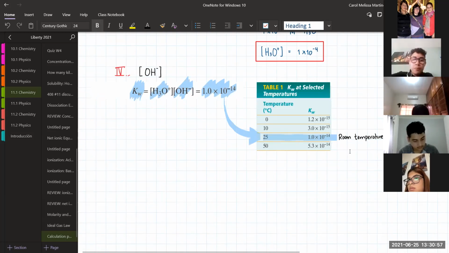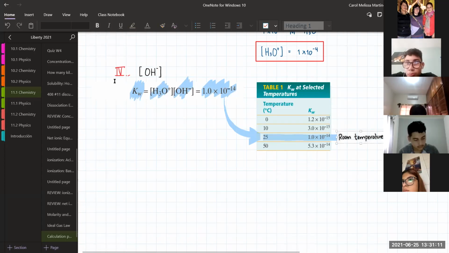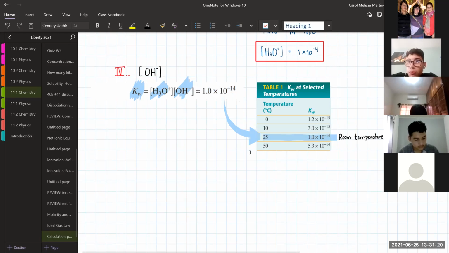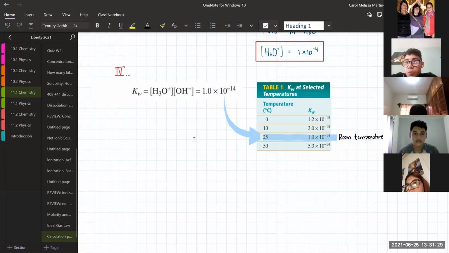At 50 degrees, you would melt, and at lower degrees, some substances would freeze. So the ideal temperature is known as room temperature, and that's why the Kw being used here is 1 times 10 to the negative 14 power. I can just tell you to always use that and you'll be fine, but I want you to know where things are coming from.